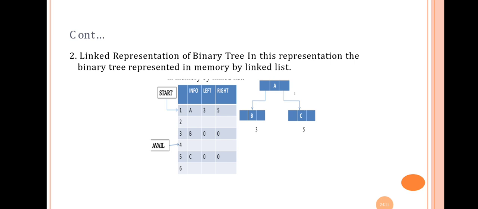Linked representation of binary tree. In this representation, the binary tree is represented in memory by a linked list. We start from the first node, where the info is A. The left node for A is 3 and the right node for A is 5. In node 3 we have the info B, with no left node and no right node. And then we have C at 5, with 0 left node and 0 right node.